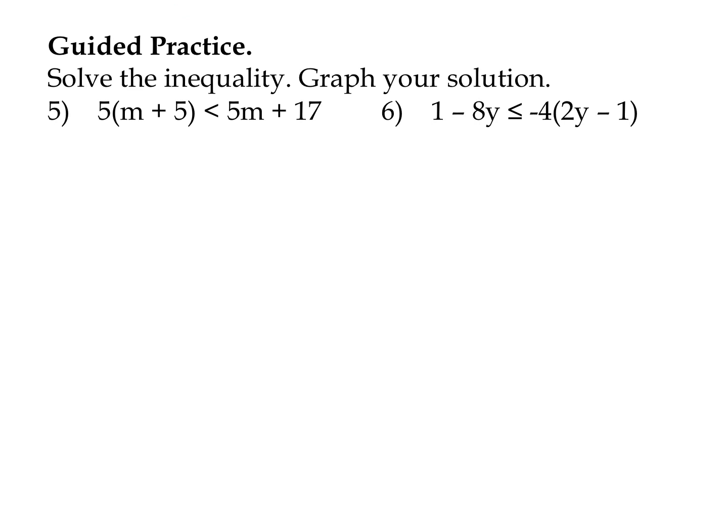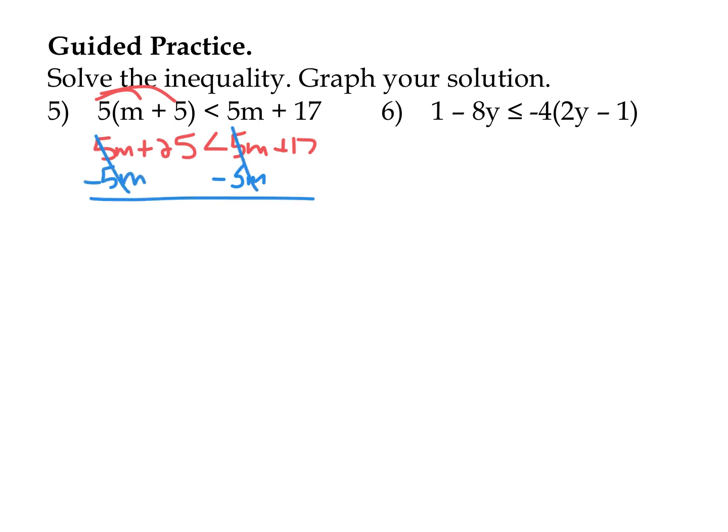So in number 5, we're going to start by distributing the 5 into the parentheses on the left side. We have 5m plus 25 is less than 5m plus 17. So I want to subtract 5m on both sides because I'm trying to get the m onto just one side of the inequality. Well, it actually cancels out on both sides.